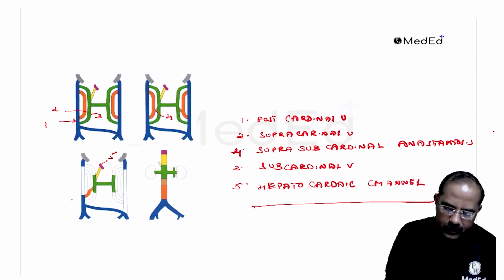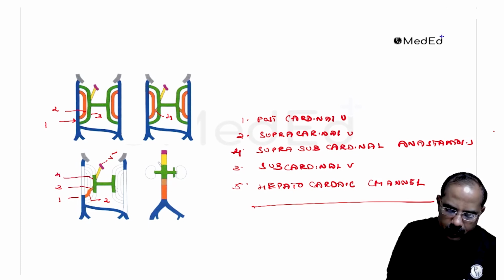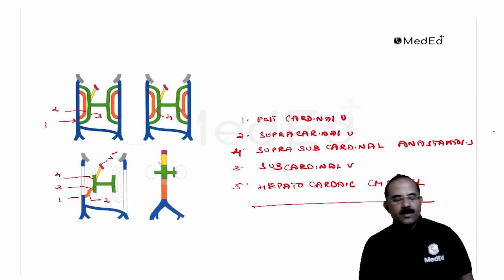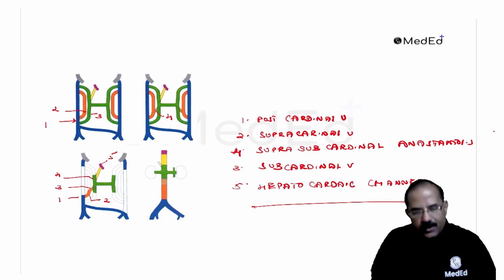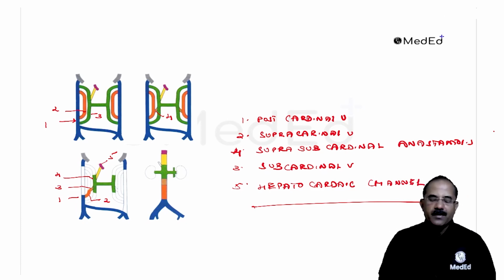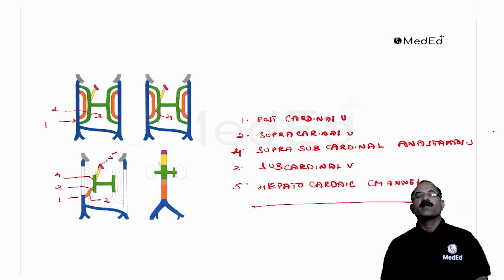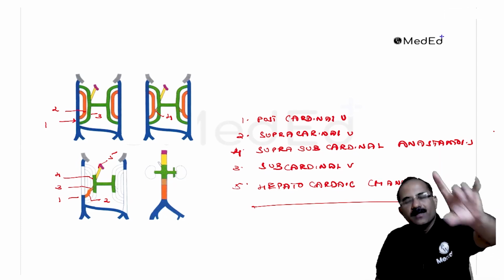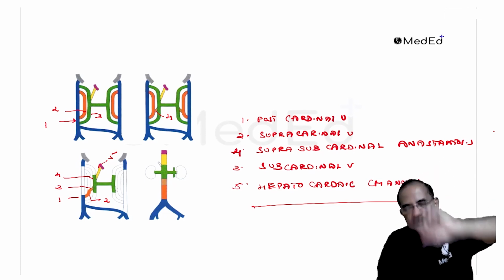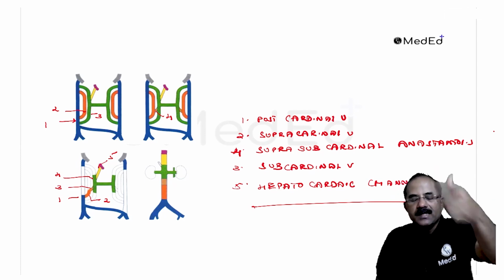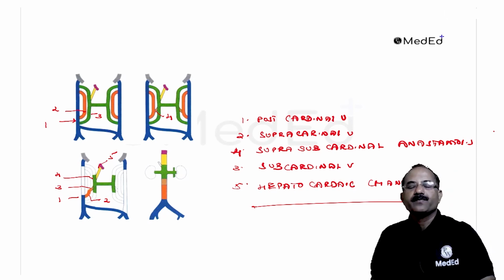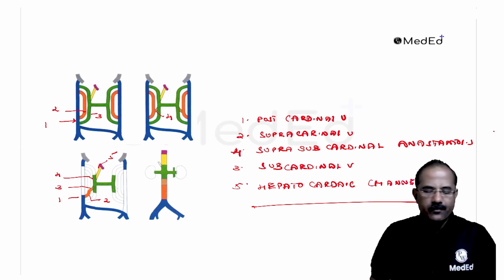Look, I'll label this number 1, this number 2, this number 3, this number 4, and that's number 5. So one is posterior cardinal vein, second is supracardinal vein, third is supra-subcardinal anastomosis, fourth is subcardinal vein, and the fifth is the hepatocardiac channel. Just remember, the terminal part of IVC is known as the hepatocardiac channel, which is derived from the right vitelline vein.